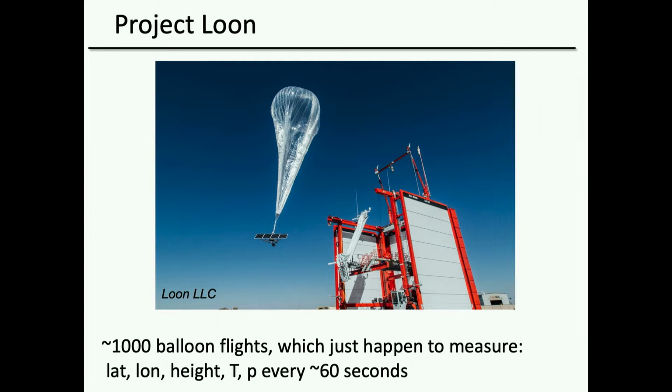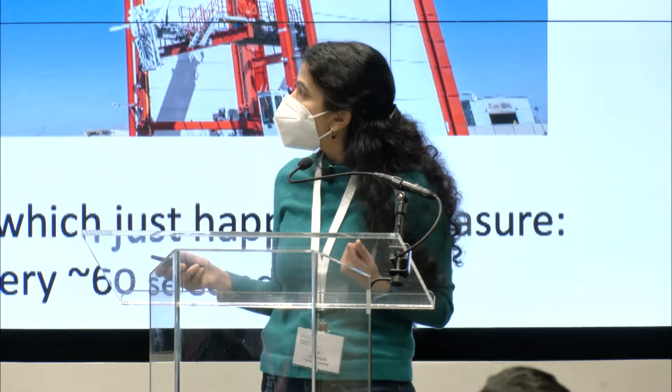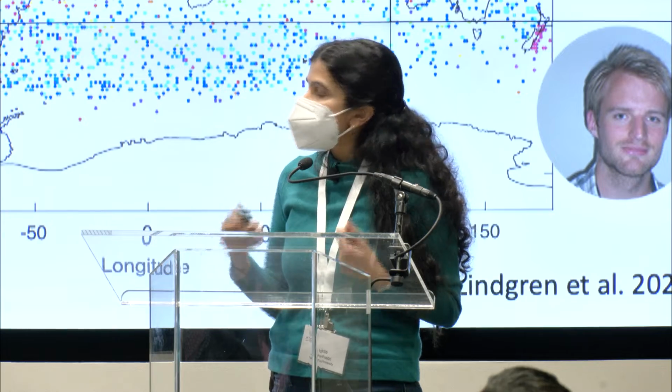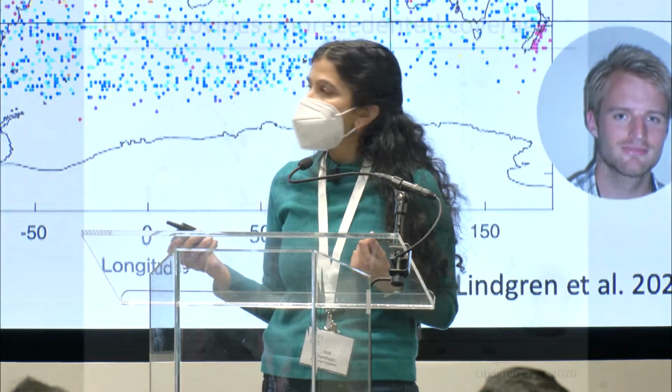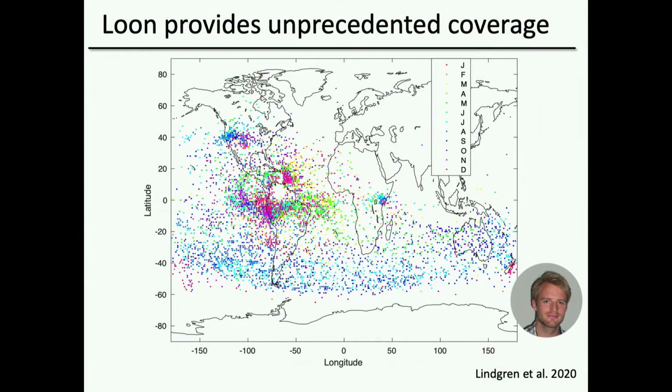They collect data every 60 seconds, which is quite remarkable for my purposes. And they also have really good geographical coverage as well. I'll show you that in a little bit. And they just happen to measure things like latitude, longitude, height, temperature, and pressure in the atmosphere about every 60 seconds. So this is just absolutely invaluable and completely free data. This is what the distribution of the balloons looks like. This is color-coded by month of the year.